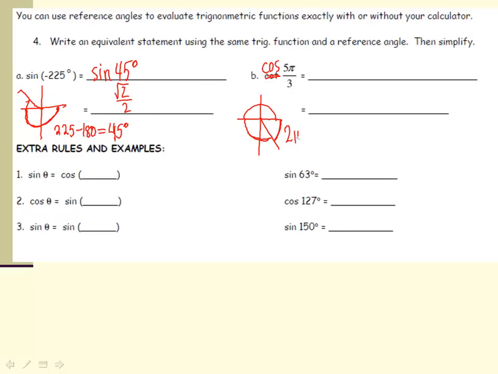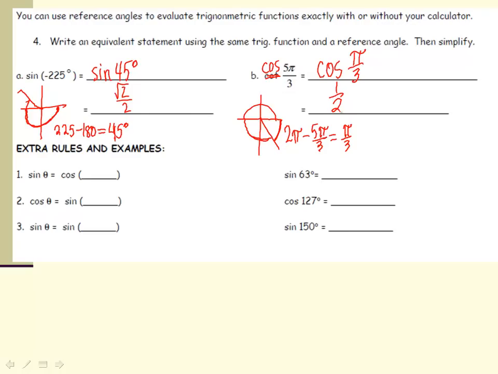So I'm going to do 2 pi minus my 5 pi over 3. And if you subtract 2 minus 5/3, you get 1/3, or pi over 3. So this is the same as the cosine of pi over 3. And if you look on your unit circle, the x value at pi over 3 is 1/2. So this value is 1/2.